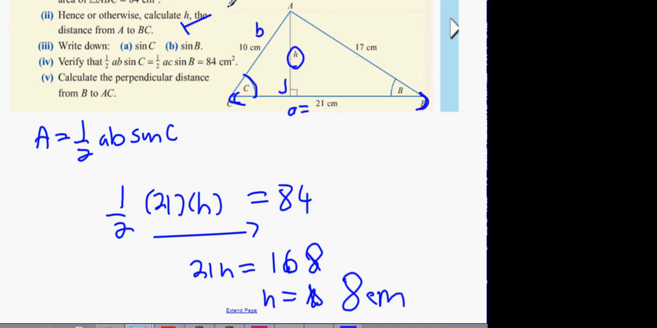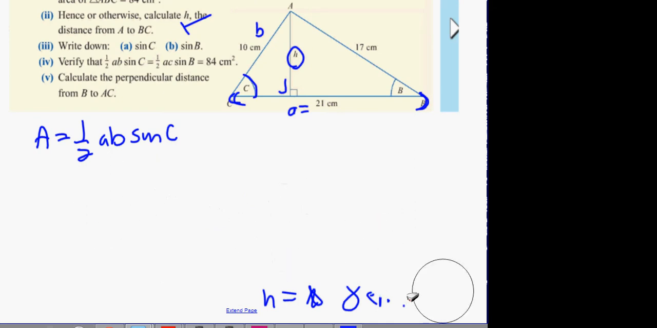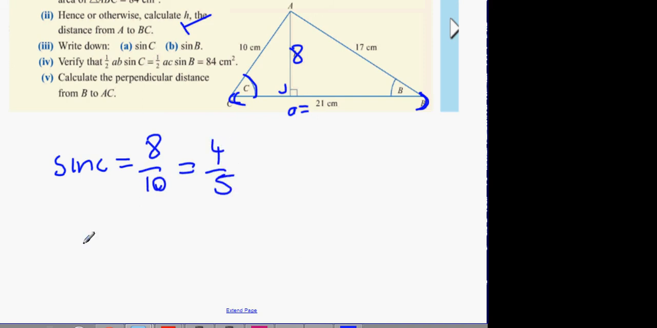Now, what I want you to do now is write down what is sine c. Well, sine c is opposite over hypotenuse, which is going to be 8 over 10, which is 4 over 5. Now, we want you to write down what sine b is. Sine b, once again, is going to be 8 over 17. That doesn't break down.